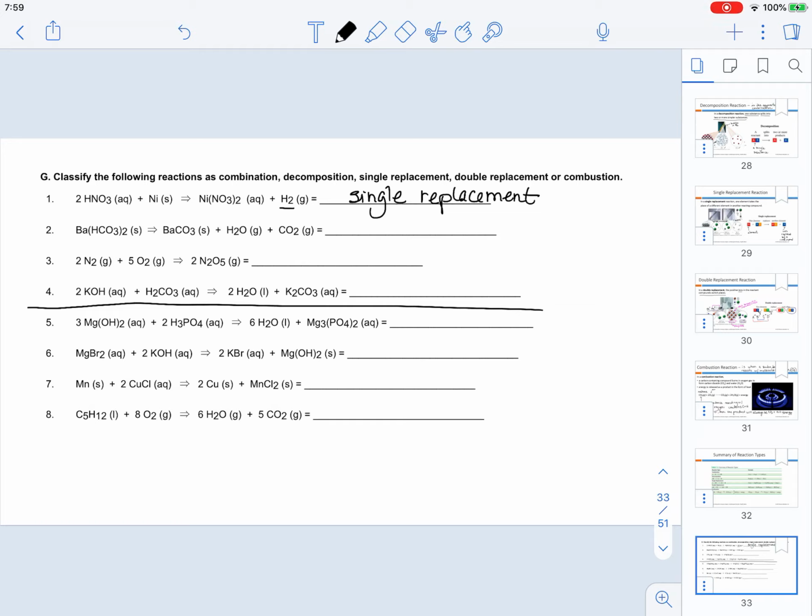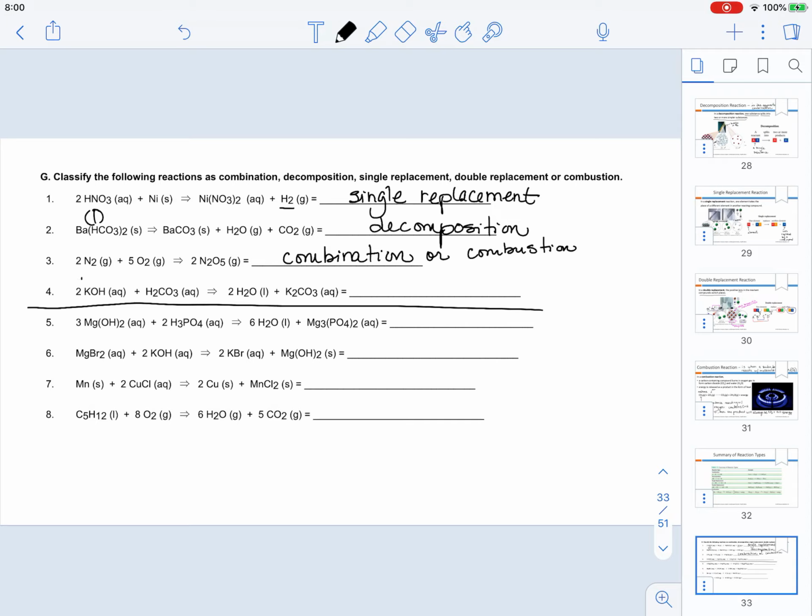In the second reaction, we have one substance converted into multiple. So this is a decomposition reaction. On the next one, you can classify it as a combination, because we have nitrogen and oxygen forming dinitrogen pentoxide, or you can define it as a combustion reaction, because by definition, a combustion reaction combines a substance with molecular oxygen.